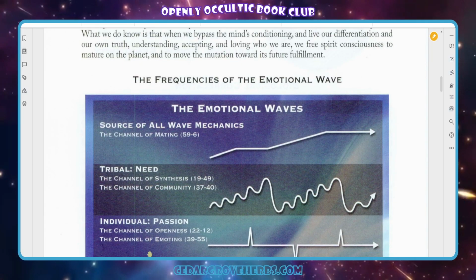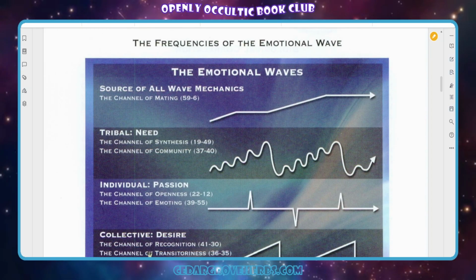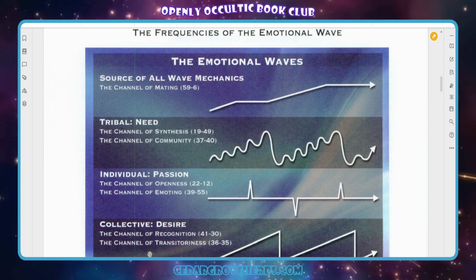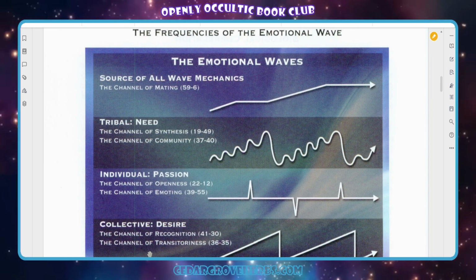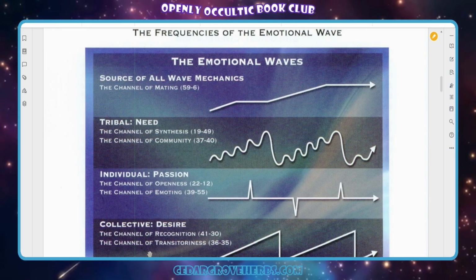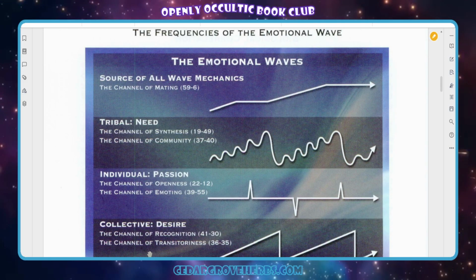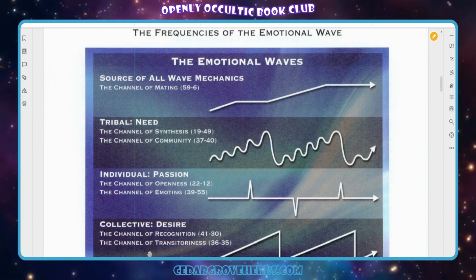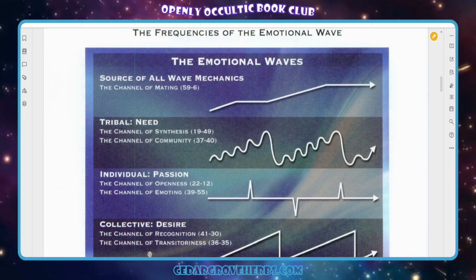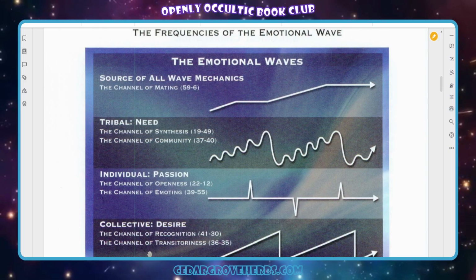The frequencies of the emotional wave. What are we looking at here? The different emotional waves. Source of all wave mechanics, the channel of mating, 59.6. Okay. Tribal is need. The channel of synthesis, which is gates 19 connecting to gate 49, or the channel of community, gates 37 and 40.